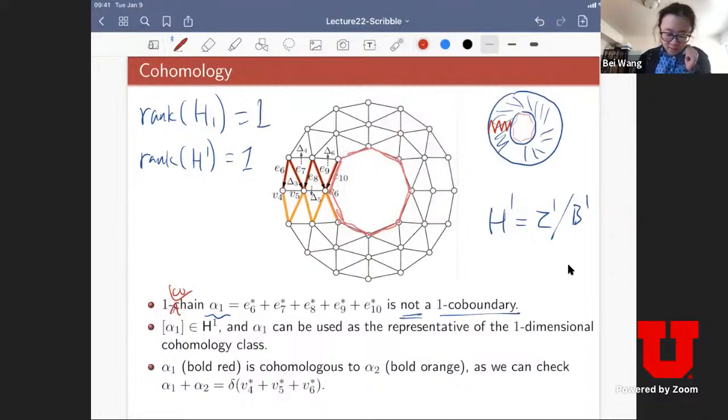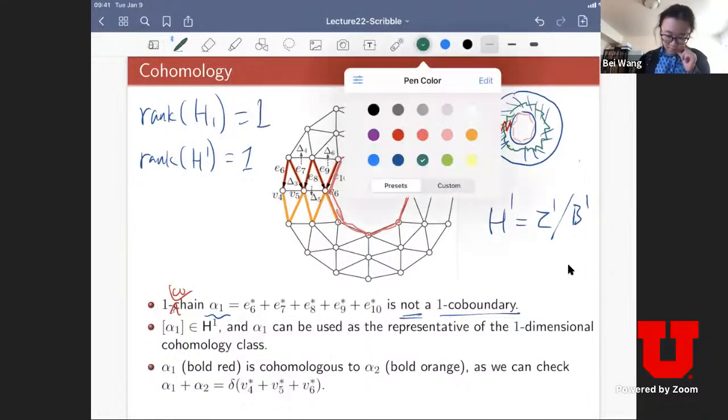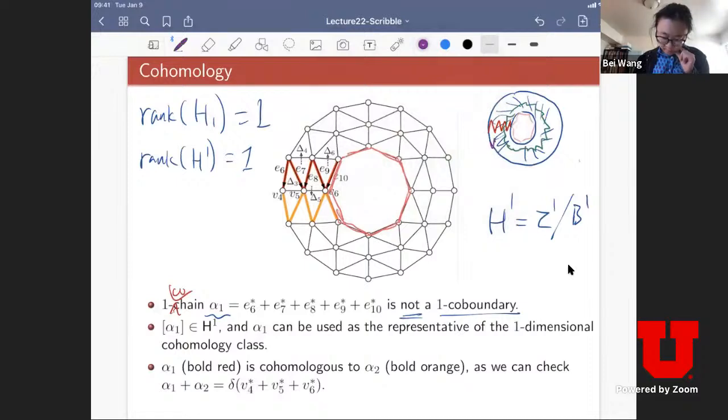The pink loop or pink one cycle is homologous to this green one. The red cochain is now cohomologous to this purple one. Okay.